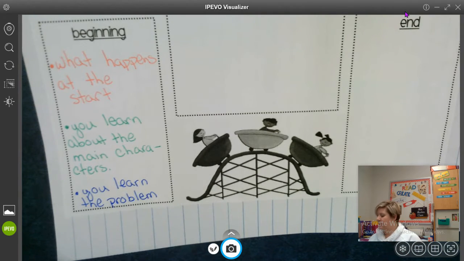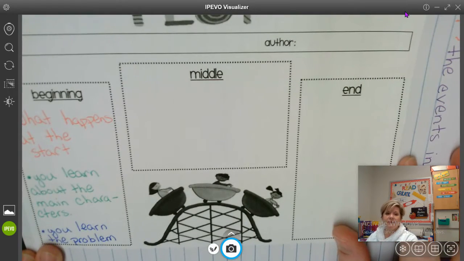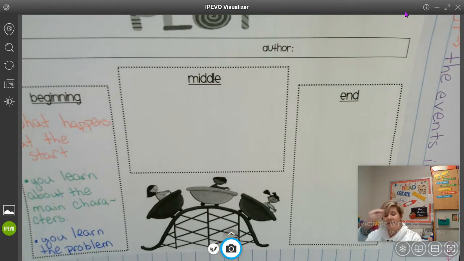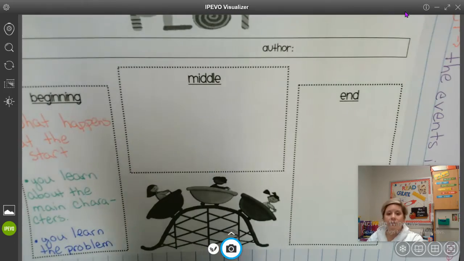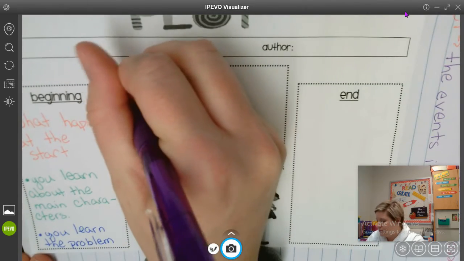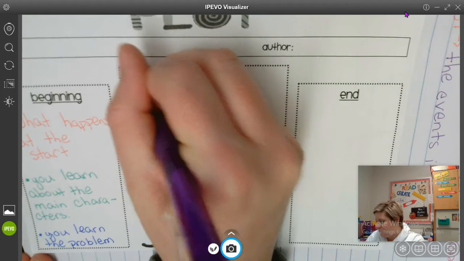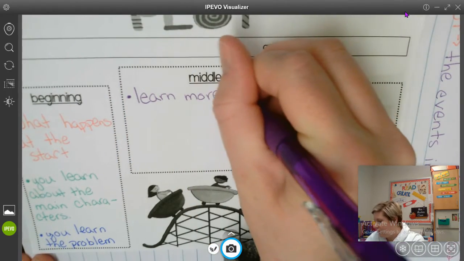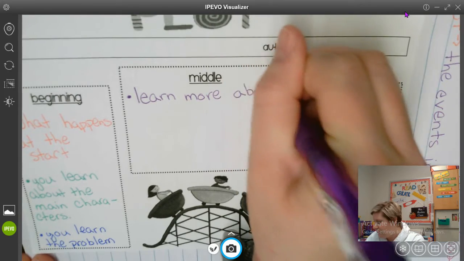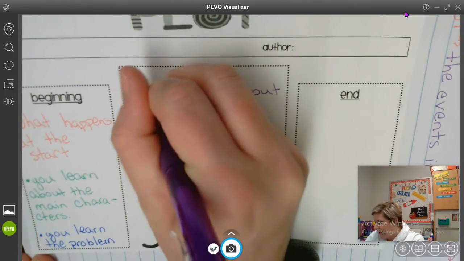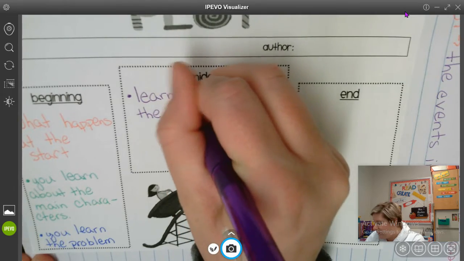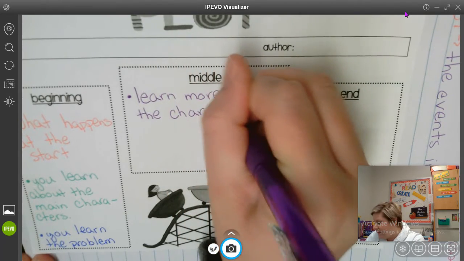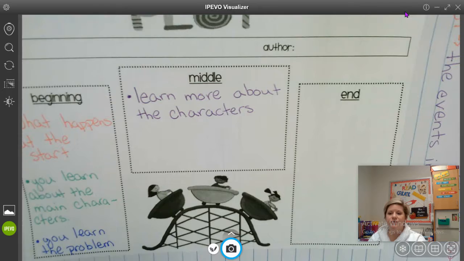Next, we have the middle. In the middle of your story, you learn more about the characters. So this is where you learn who's the good character, who's the bad character. Sometimes you're introduced to new characters.